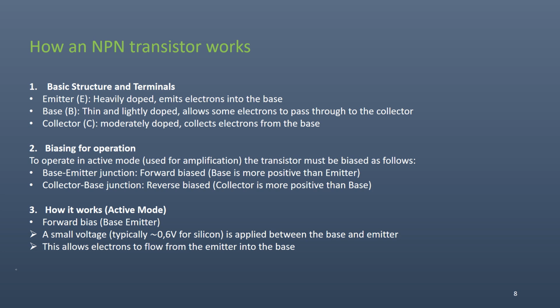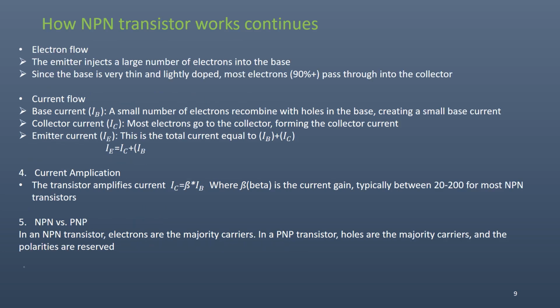How it works. One, forward bias of the base-emitter. A small voltage, typically approximately 0.6 volt for silicon, is applied between the base and emitter. This allows electrons to flow from the emitter into the base. Electron flow: the emitter injects a large number of electrons into the base. Since the base is very thin and lightly doped, most electrons, 90% plus, pass through into the collector.